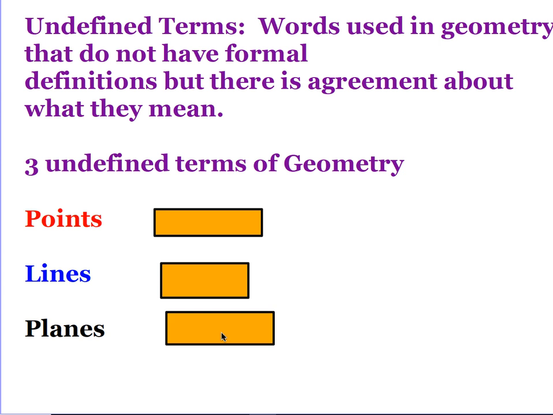And then our last one is going to be planes. So points, lines, and planes. Points, lines, and planes are our three undefined terms of geometry. And planes, honestly, in my opinion, is probably the easier one to find some kind of definition.